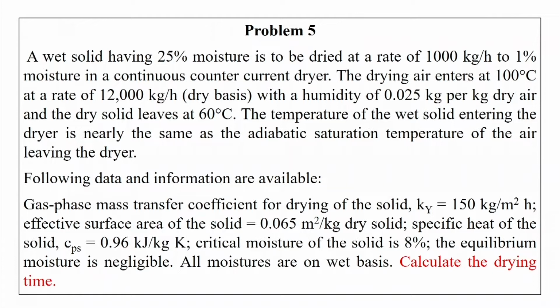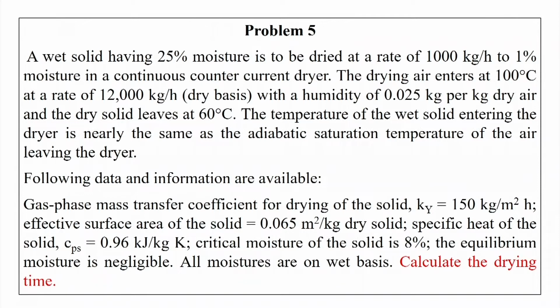A wet solid having 25% moisture is to be dried at a rate of 1000 kg per hour to 1% moisture in a continuous counter current dryer. The drying air enters at 100 degree Celsius at a rate of 12,000 kg per hour dry basis with a humidity of 0.025 kg per kg dry air, and the dry solid leaves at 60 degree Celsius. The temperature of the wet solid entering the dryer is nearly the same as the adiabatic saturation temperature of the air leaving the dryer.